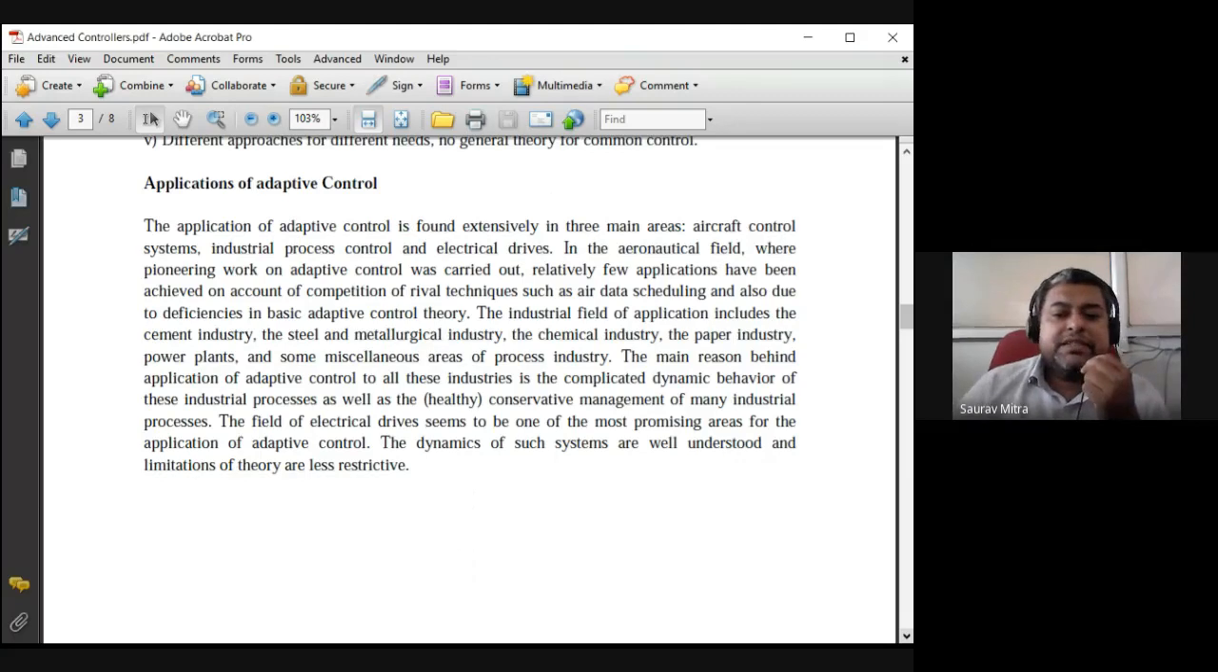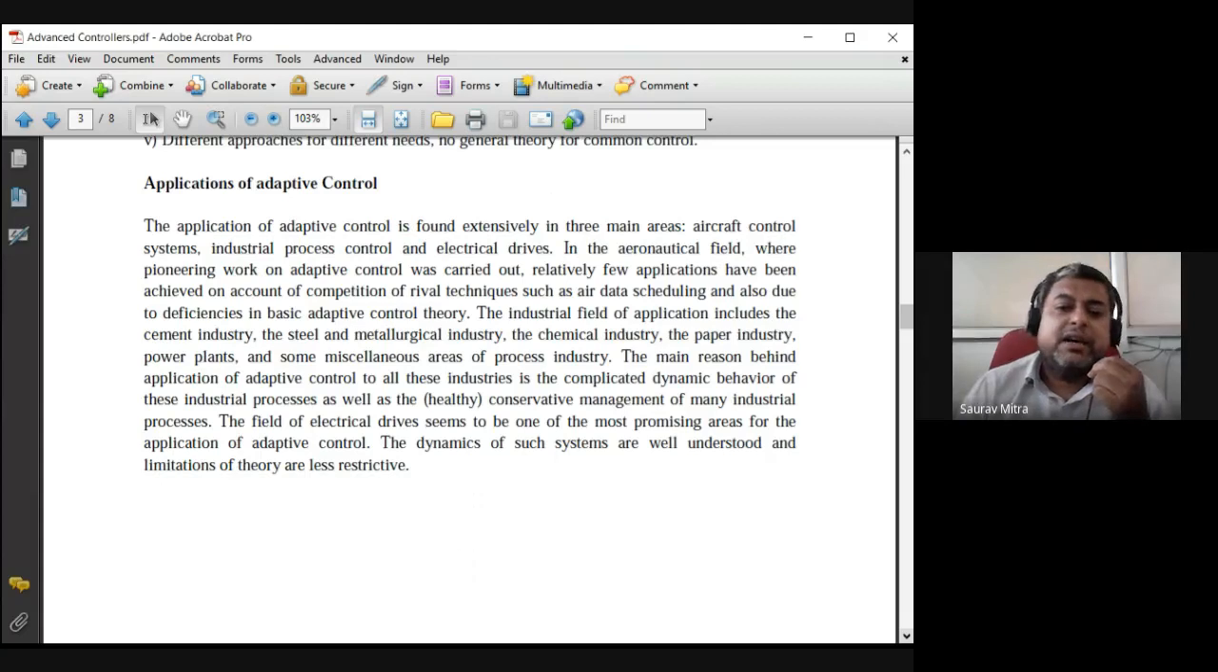The industrial field of application includes the cement industry, the steel and metallurgical industry, chemical industry, paper industry, power plants, and some miscellaneous areas of process industry, etc. The main reason behind the application of adaptive control to all these industries is the complicated dynamic nature of the industrial process, as well as the conservative management of many industrial processes. If the process becomes complex, and we don't know the future dynamics, and the dynamics is within the range of the process, we use an adaptive controller.